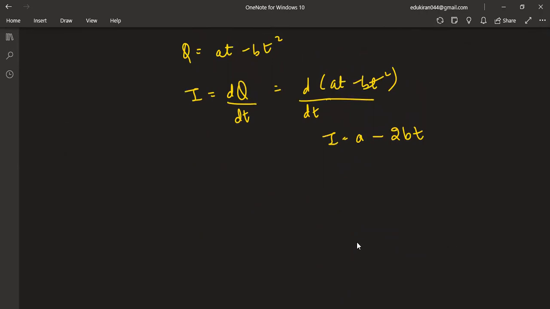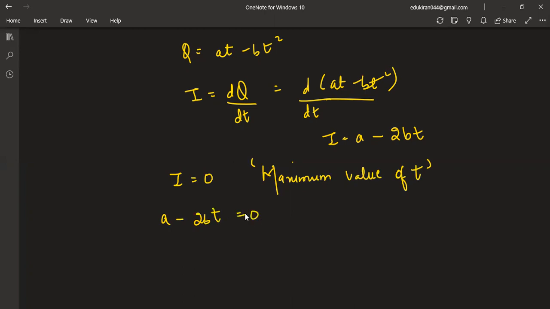Now see, maximum value of T is till the time current isn't 0. So you have to make it 0 for the maximum value of T. So A minus 2bt will be 0. So A is equal to 2bt. T is equal to A by 2b.